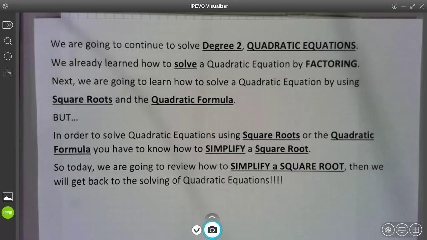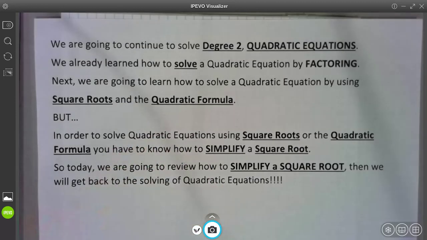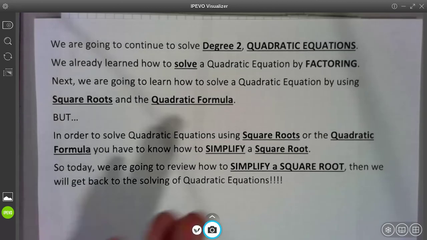The next way I'm going to teach you how to solve a quadratic equation is by using square roots and the quadratic formula. Remember, factoring isn't the only way to solve a quadratic equation. In fact, some quadratic equations can't be solved by factoring. So we have to have different methods to use so that we can still solve the equation. So the other methods you learn are square roots and the quadratic formula.